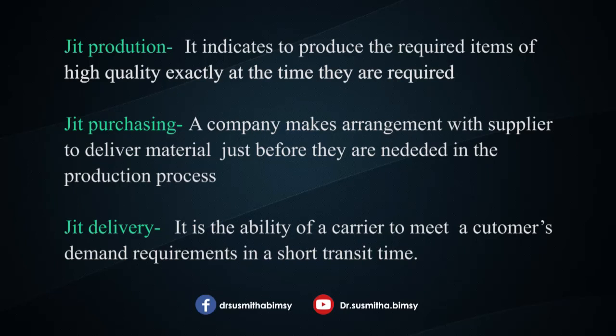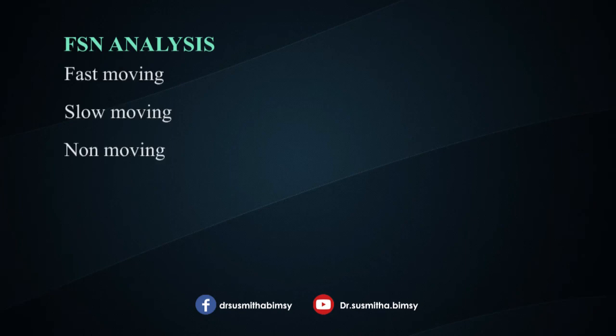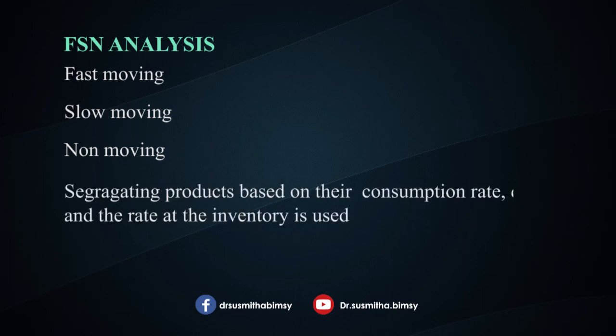There are some more selective inventory control techniques. I will explain briefly, okay? FSN analysis. Here FSN means fast moving, slow moving and non-moving inventory. It's about segregating products based on their consumption rate, quantity and the rate at which the inventory is used. Fast moving means a stock that moves quickly and needs to be replenished very often. Slow moving inventory moves slowly, and non-moving inventory rarely moves.